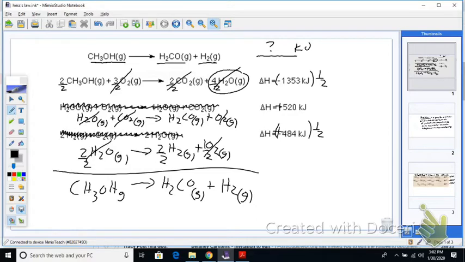So then you multiply this by half. You keep this the same. So it'd be positive 520. What's half of 1353? 676 and a half. And the sign is negative. And then here, half of that is 242.